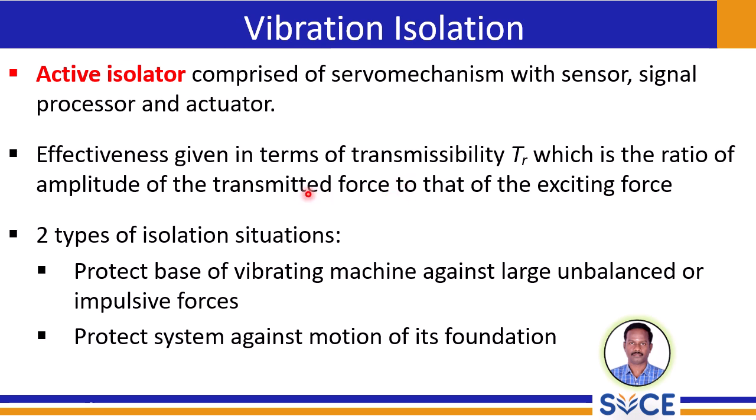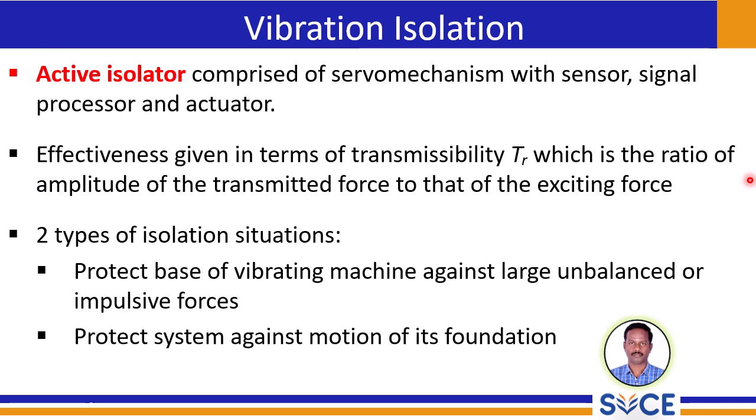The effectiveness of any vibration isolator, whether passive or active, is often quantified in terms of transmissibility. Transmissibility is defined as the ratio of the amplitude of the force transmitted to the foundation, or motion transmitted to the isolated system, to the amplitude of the original exciting force.